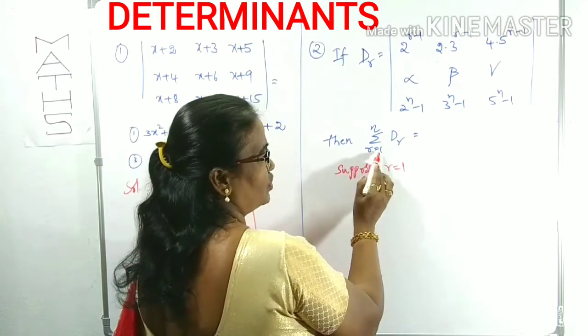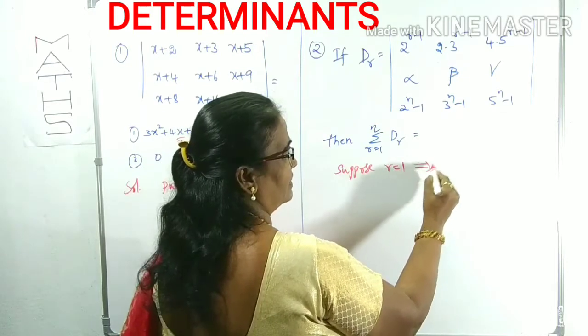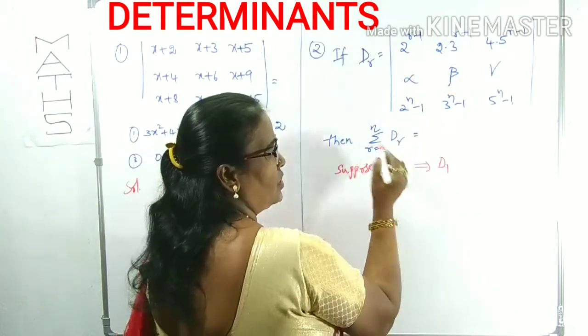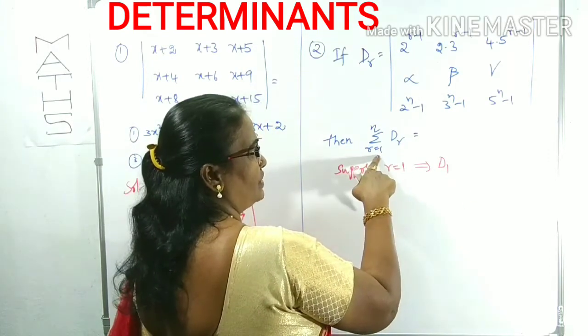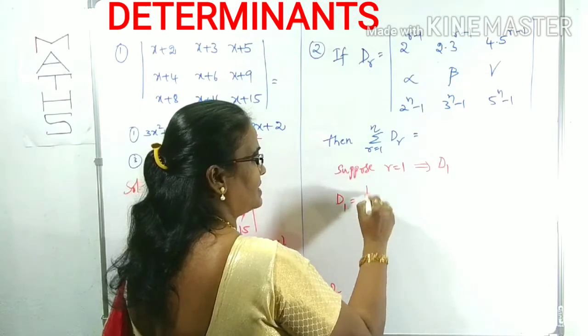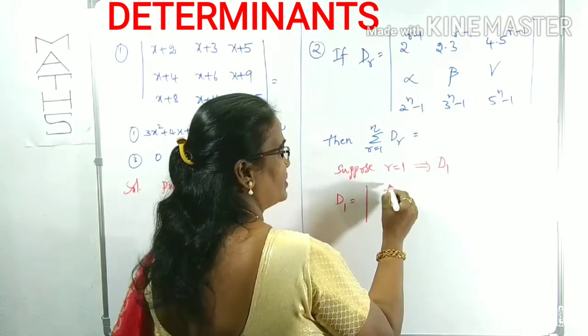What happened? R is equal to 1 means only one determinant is enough. Means what? We want only D1, delta 1. D1 means the determinant of this one; only 1 is enough for R equal to 1. If you substitute R equal to 1 in the question, what about D1 now? That is delta of 2 power, R equal to 1 means 1 minus 1, 0.